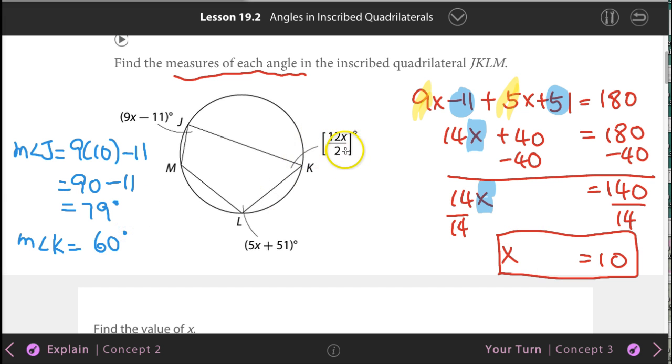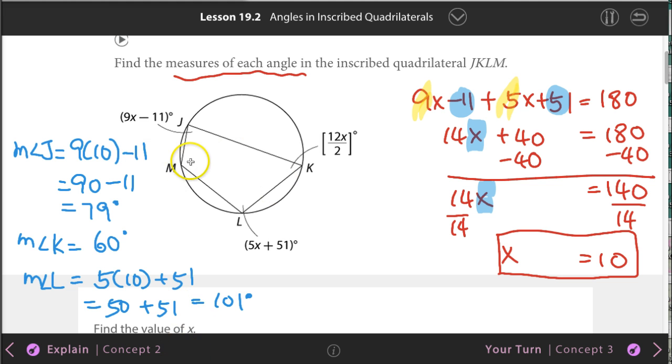That was too easy, so I just did it in my head. I'm sorry if you needed to see the work. Now let's take a look at measure of angle L, and you've got to plug the 10 into the x, so 5 times 10 plus 51 gives you 50 plus 51, which is 101 degrees. Now we're just left with the measure of angle M.